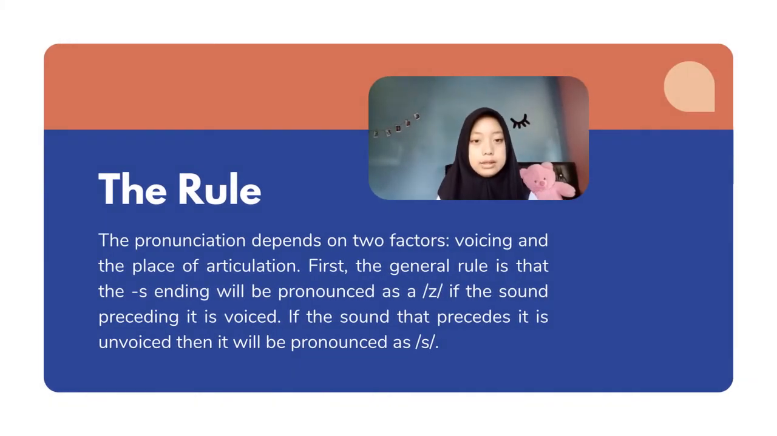The rule. The pronunciation depends on two factors, voicing and the place of articulation. First, the general rule is that the S ending will be pronounced as a Z if the sound preceding it is voiced. If the sound that precedes it is unvoiced, then it will be pronounced as S.